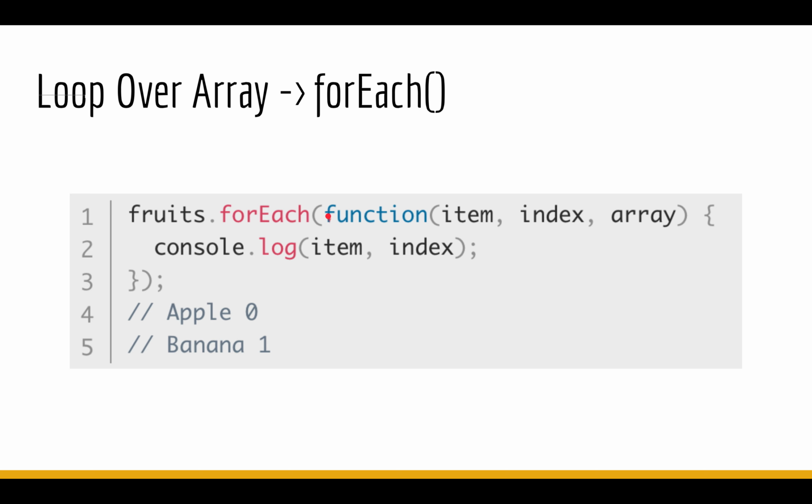And so the callback function that goes inside of here takes an item, the index, and the array. You can choose to just use the item and not use the index and array. It's really up to you, but it does give you all three. And if you choose to only use the item, you don't actually need to provide these. You can just say function item and then console.log item.